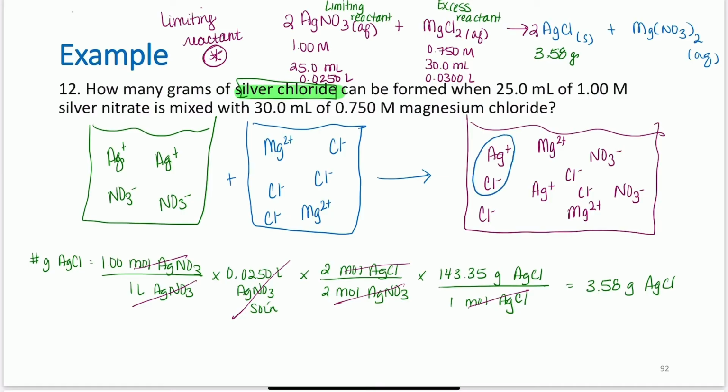The silver finds a chloride and precipitates out. The nitrate is acting as a spectator ion, and the magnesium chloride is in excess. So all the silver is going to run out.